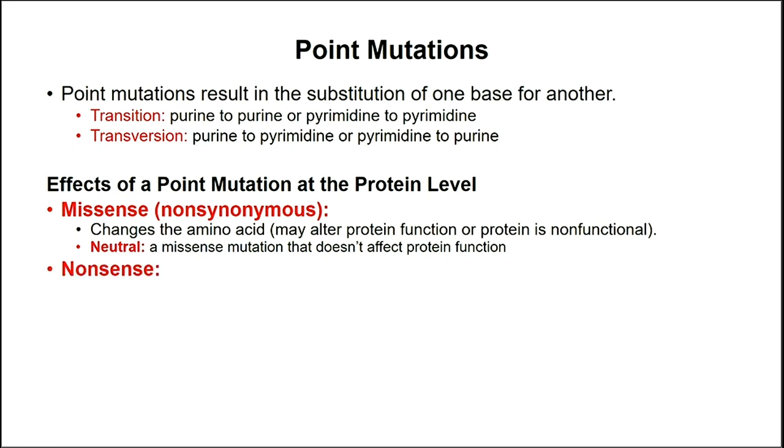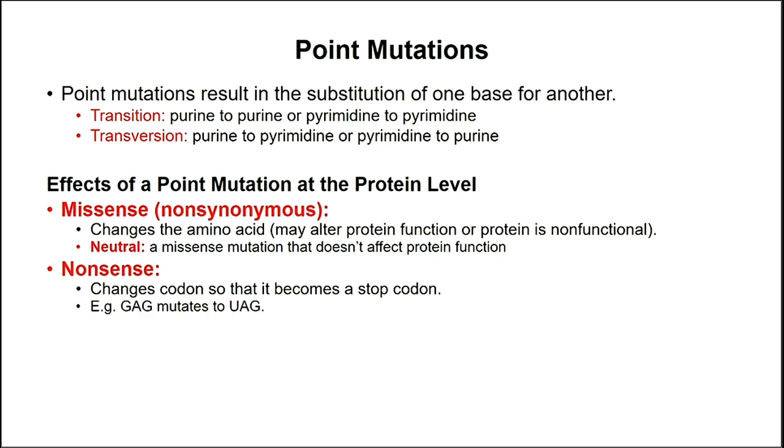A nonsense mutation is when we change a codon into a stop codon. So we change a codon from a codon that codes for an amino acid to a stop codon. So for example, if we have a GAG codon and the DNA changes such that now the RNA reads UAG, now instead of an amino acid there, the translation will stop.